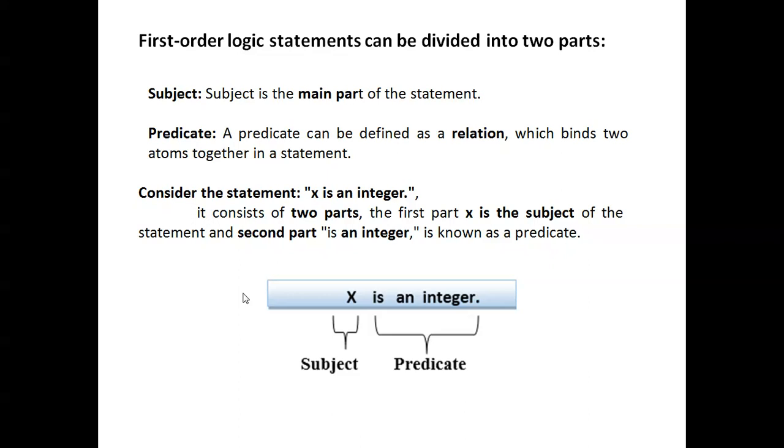So a first order logic statement is divided into two parts: subject and predicate. The subject is the main part of the statement, and the predicate can be a relation which binds two atoms together as a statement. Consider the sentence x is an integer. There are two parts: x is the subject, and the second part, is an integer, is known as the predicate.